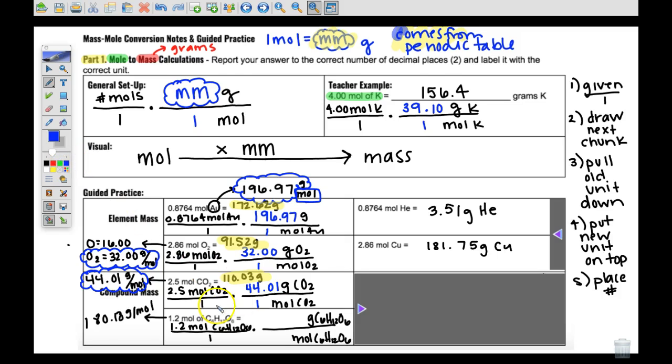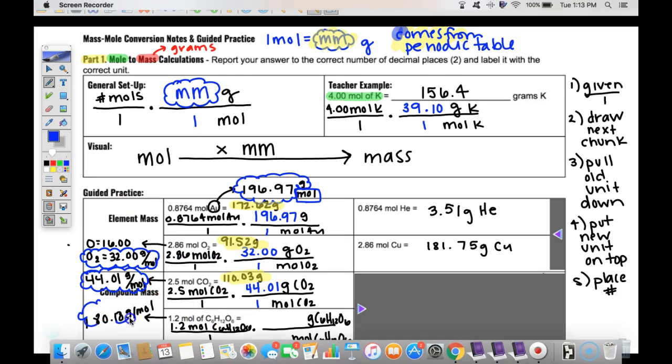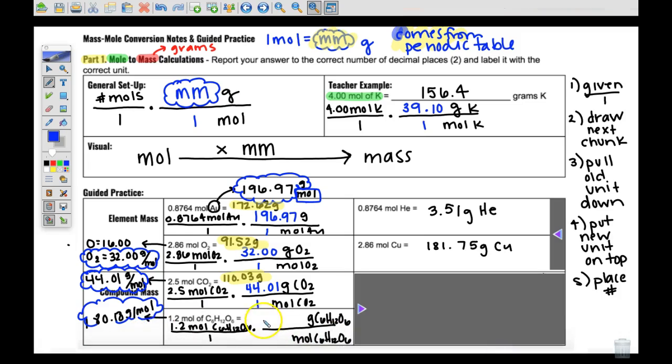And then I need to reference my conversion factor, which is 180 grams for every 1 mole. So for every 1 mole of glucose that exists, there are 180.18 grams of it in existence. After multiplying those two numbers together, because they're both on top, I get an answer of 216.22 grams.